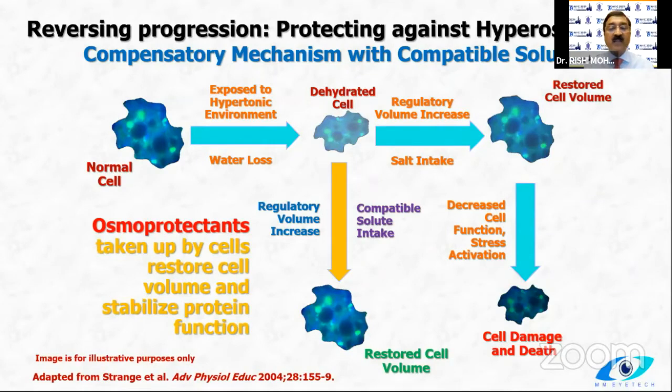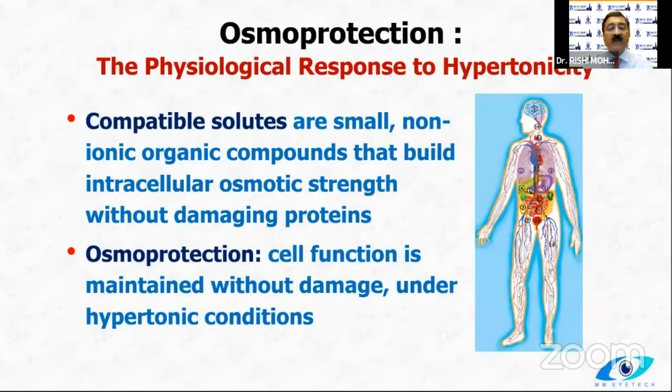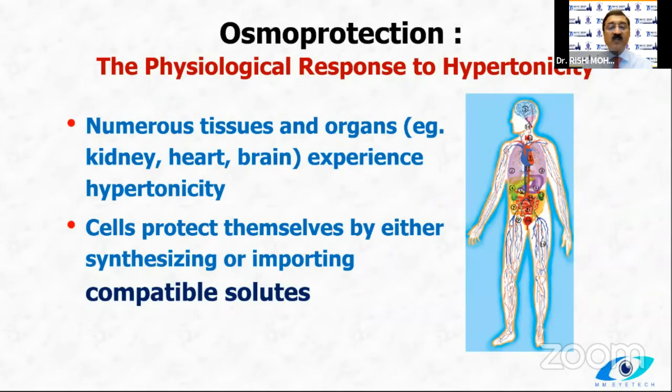But these osmoprotectants or compatible solutes, which are taken up by the cells, do not interfere in the cell metabolism. They will restore cell volume and stabilize protein function without any negative effects. So these compatible solutes are small non-ionic organic compounds that build intracellular osmotic strength without damaging proteins. And osmoprotection is the process by which the cell functions without this damage. Numerous tissues in the body have this capability to either synthesize or import these compatible solutes, but not so lucky is the corneal epithelium.